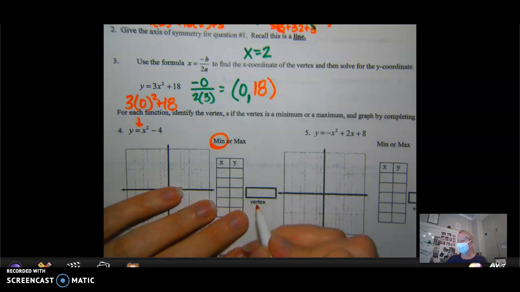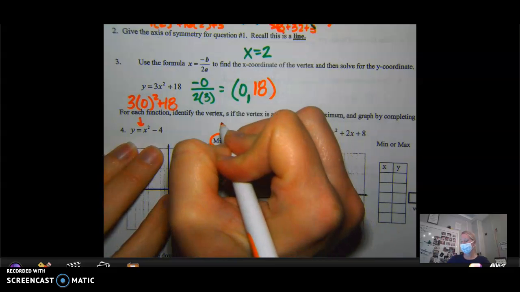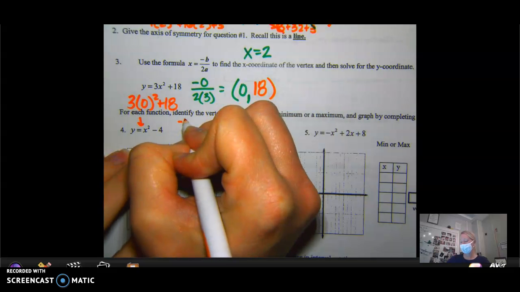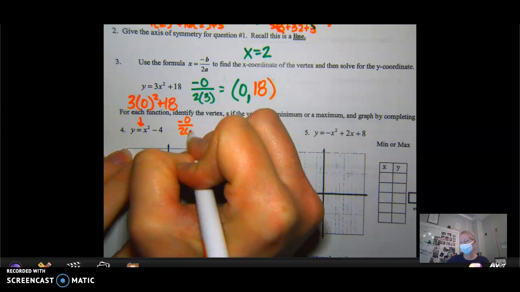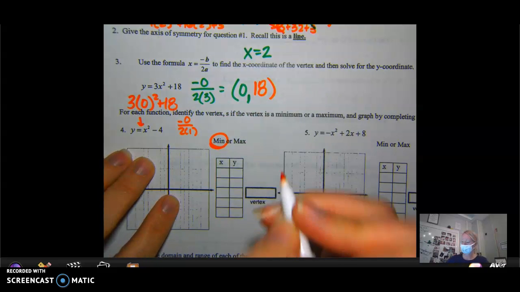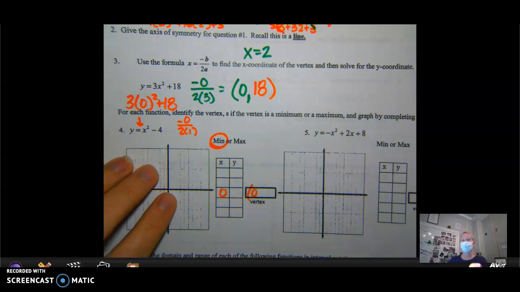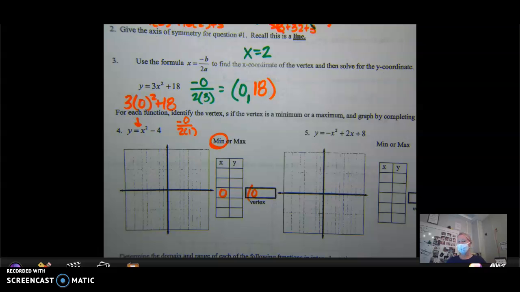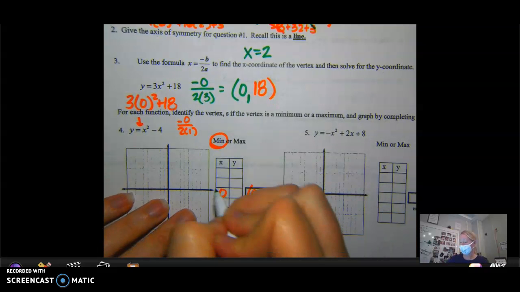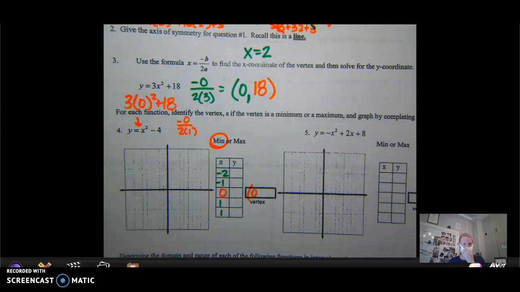Okay. We have to find the vertex first in order to fill out this table. So we're going to do negative b over 2a. Well, negative b is just negative 0 over 2 times 1. 0 divided by anything is always what? 0. So I'm going to go 2 above and 2 below that. Negative 1, negative 2, 1, and 2.